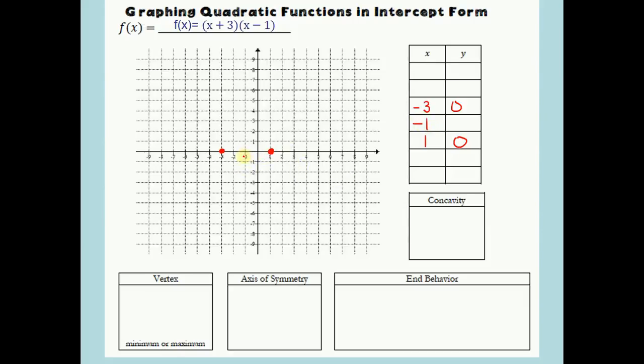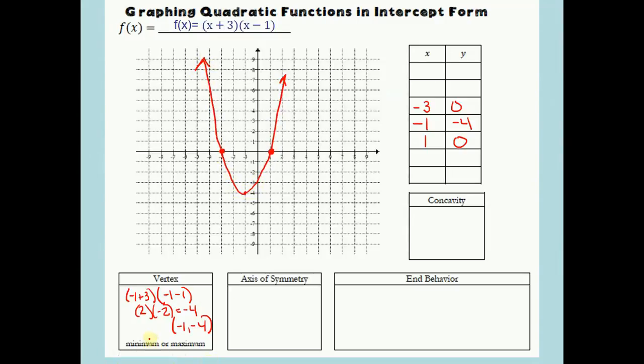But now I don't know the y value, because I can't just put it anywhere, or it doesn't make a parabola. But I can plug -1 into my equation to get it. So I'm going to get -1 plus 3, -1 minus 1, right? So I got 2 times -2, which is -4. So I do know now that my vertex is at (-1, -4). Put my dot. Now I can make a parabola like that.